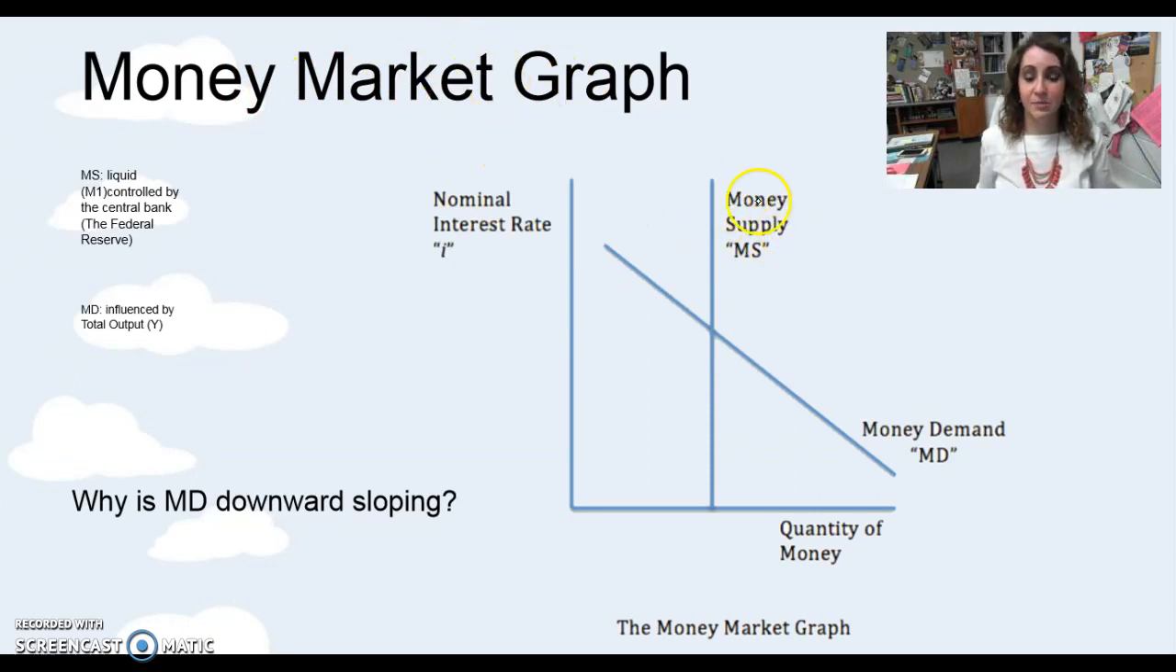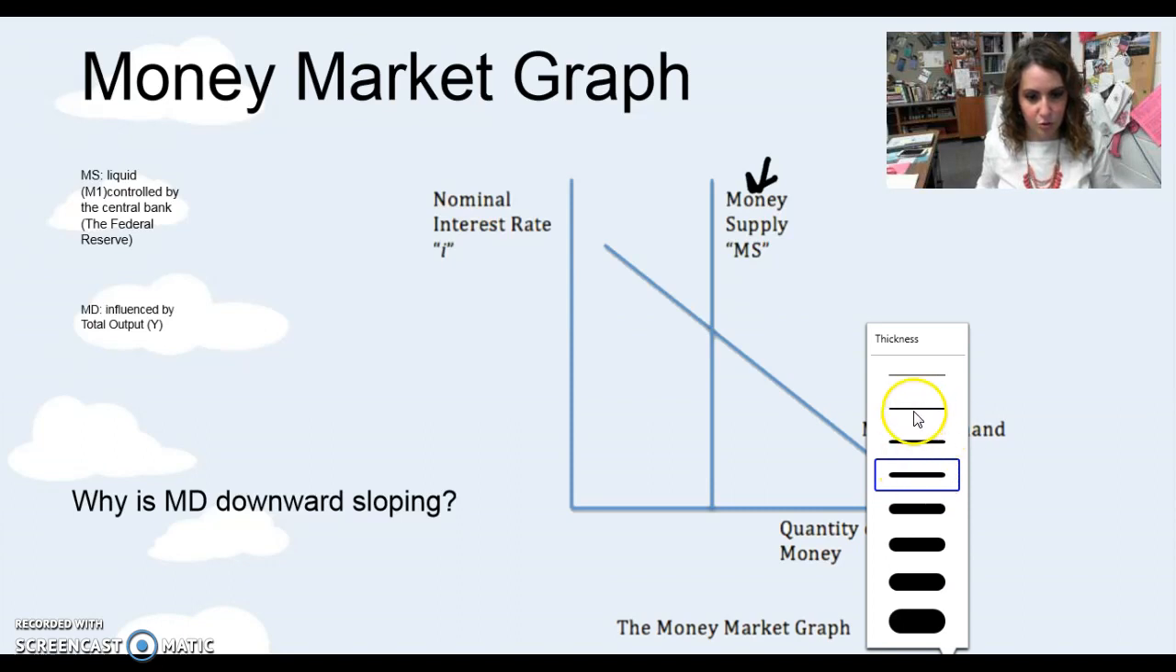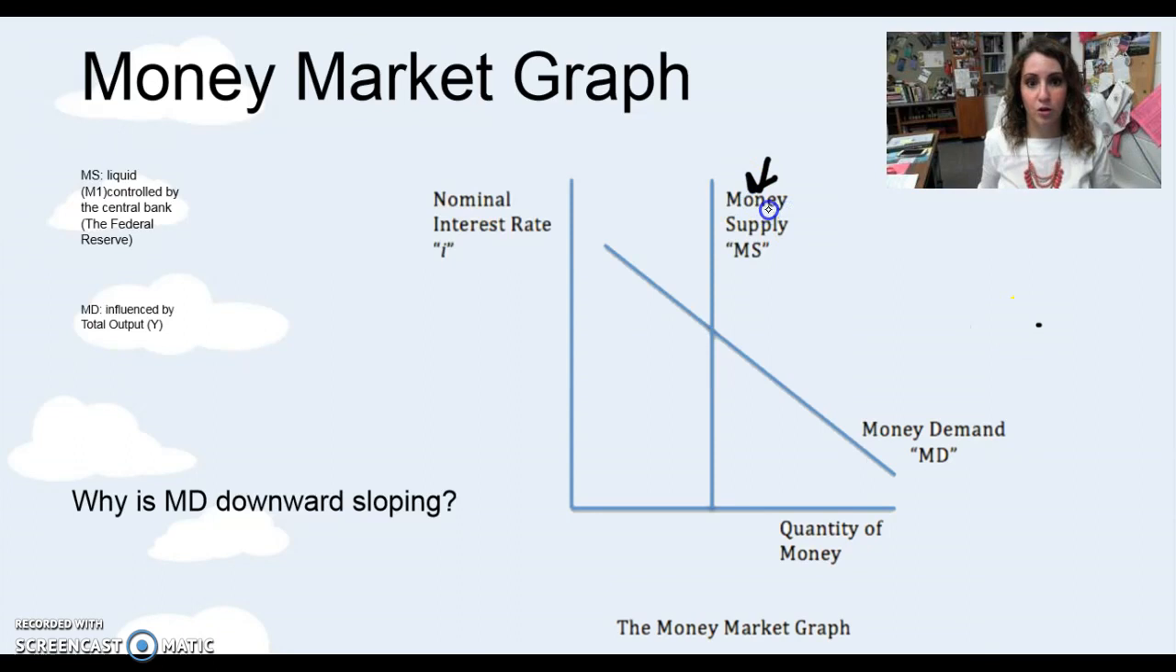And notice how money supply is completely vertical. That means it's like a set amount. Okay, so money supply, or MS for short, is going to be a set amount. It is vertical because it's a fixed amount of money that's in circulation. There's not like an infinite amount of money. It's this many dollars and this many cents. So this is a set amount.